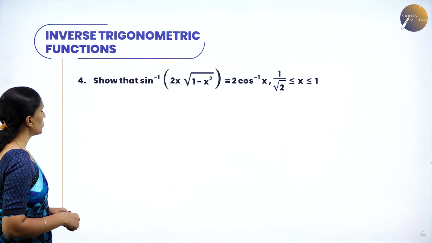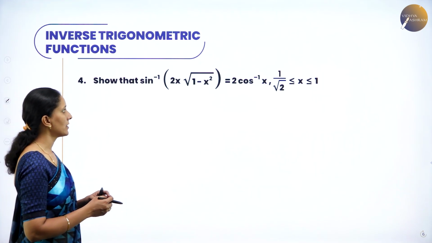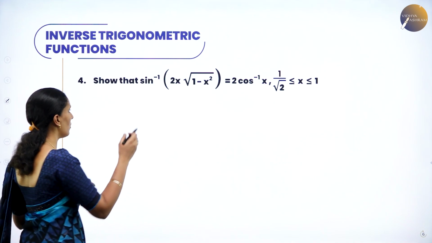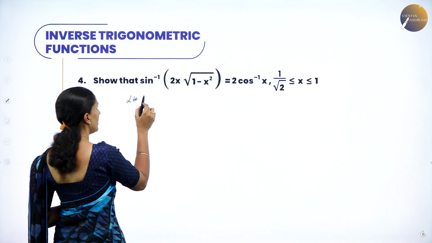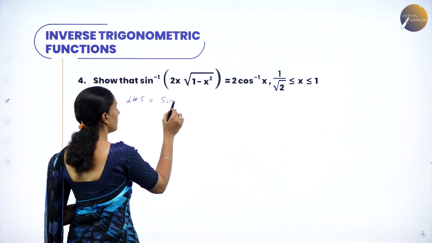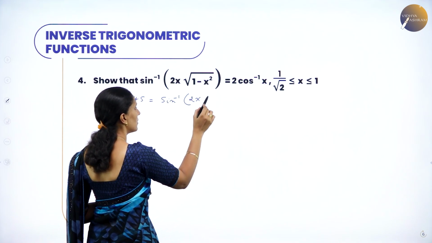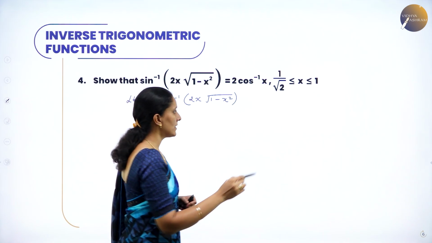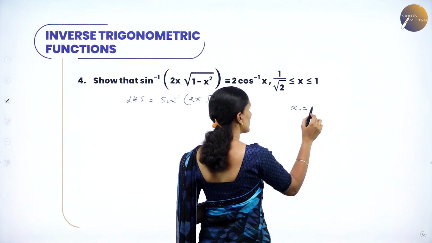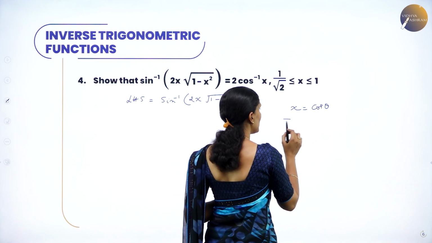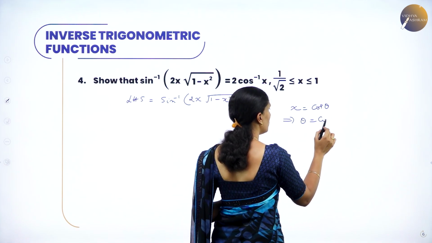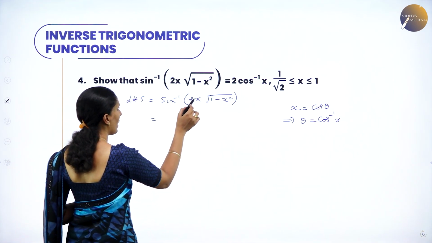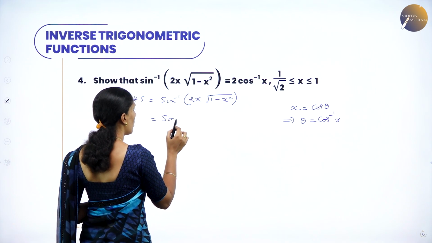Next question. Show that sine inverse of 2x square root of 1 minus x square is 2 cos inverse x. So here also let us consider the left hand side, which is sine inverse of 2x root of 1 minus x square. So let us take x is equal to cos theta. Then this implies theta is equal to cos inverse x. So now wherever you have x, just replace with cos theta.